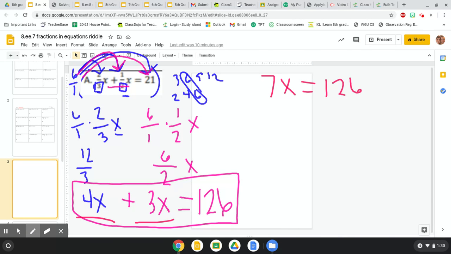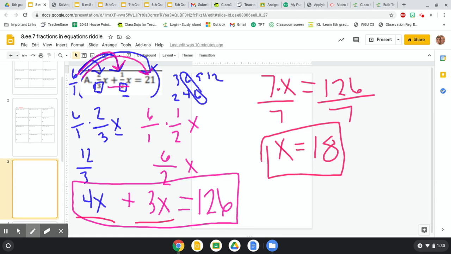Next step, so remember I'm working in reverse order of PEMDAS, which I don't have any more adding and subtracting, so I'm moving on to multiplying and dividing. So 7 times x, the inverse is going to be divided by 7. Keep things balanced. So x is going to be equal to, well, 126 divided by 7 is 18. So I have x equals 18.